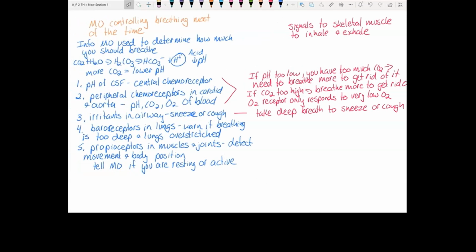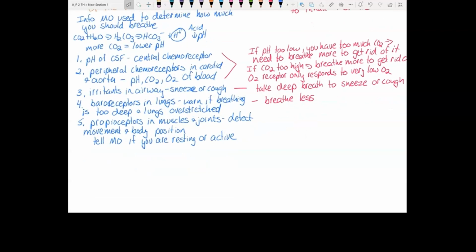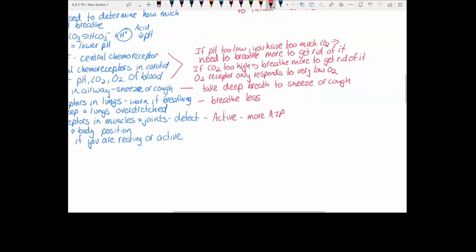Okay, the baroreceptors: if you're overstretching your lungs, you want to breathe less. You don't want to overstretch your lungs and then tear them. And with the proprioceptors, think back to chapter 3, use that information. If you are active, that means you're going to use more ATP. And every time you make ATP, you also make carbon dioxide. And if you're making more carbon dioxide, then you need to breathe more to get rid of it.